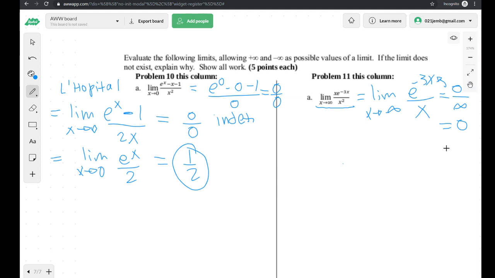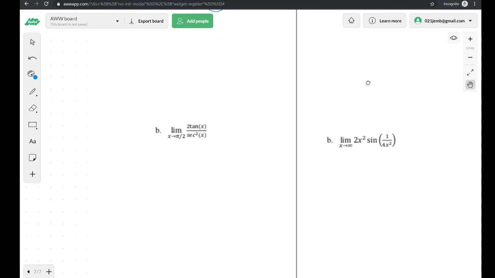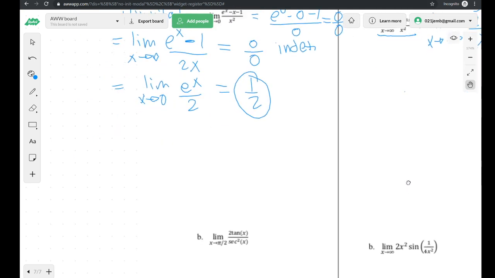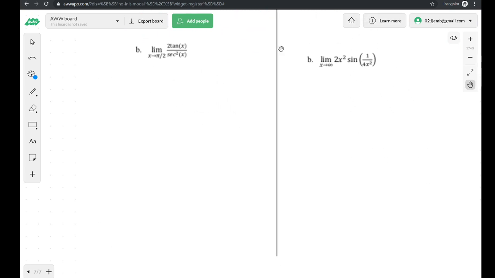Okay, so now let's do part B, and it's B for each problem. I think I was supposed to do part A for this and then part B, but that doesn't matter. For this one, we have the limit as x goes to pi over 2 of 2 tangent of x over secant squared of x. If you directly substitute, tangent of pi over 2 is infinity, and secant squared of pi over 2 is infinity. So it's infinity over infinity, an indeterminate form, perfect for L'Hopital's rule.